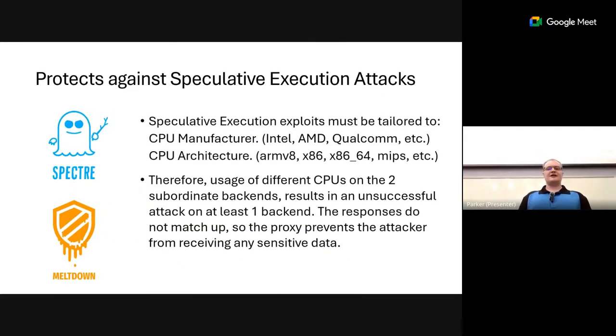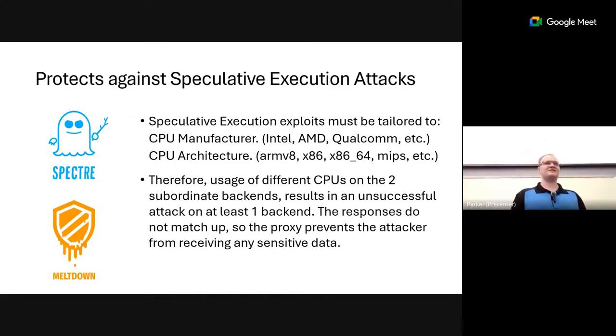Speculative execution exploits, however, are extremely targeted to the specific platform, the processor on which you're executing the exploit. For example, Intel, AMD, or Qualcomm, and even more so to the CPU architecture, where instructions on one CPU would mean complete garbage on another CPU. So using two different CPUs that cache information in completely different ways and use completely different instructions results in at least one backend being unsuccessful. Of course, any responses won't match up and the attacker will not get their sensitive information.